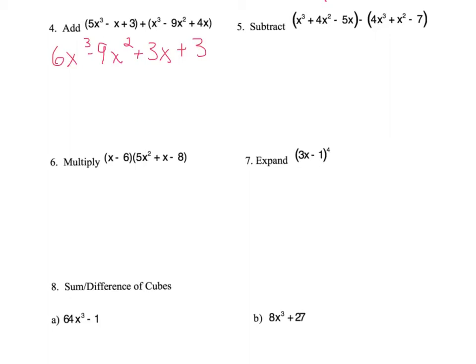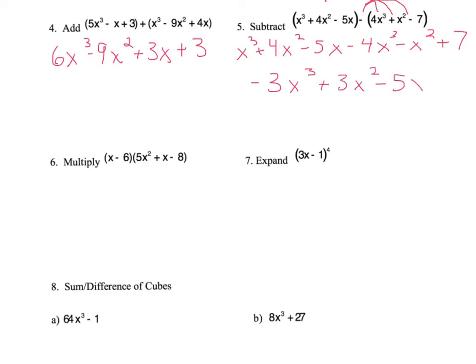When we're subtracting polynomials, we want to take the negative and distribute him before we subtract. So we have x cubed plus 4x squared minus 5x minus 4x cubed minus x squared plus 7. So that will give me a negative 3x cubed plus 3x squared minus 5x plus 7.